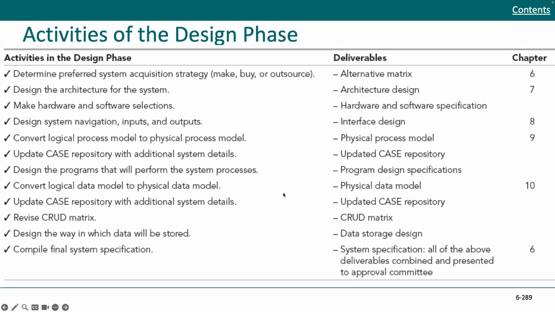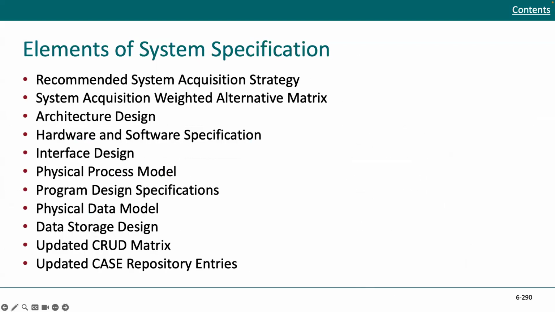We design the programs that will perform the system processes. We convert logical data models into physical data models, and we update the CASE repository with additional system details. And so we keep updating as we go. We revise the CRUD matrix. You may want to go back to a previous lecture when we talked about that, or go into the textbook. We'll design the way in which the data will be stored, and we compile the final system specification. So this is, once again, oriented toward an information system perspective of how we do the design development.